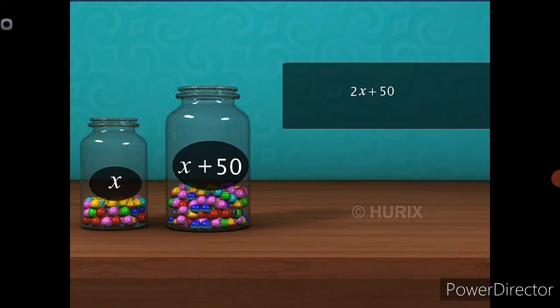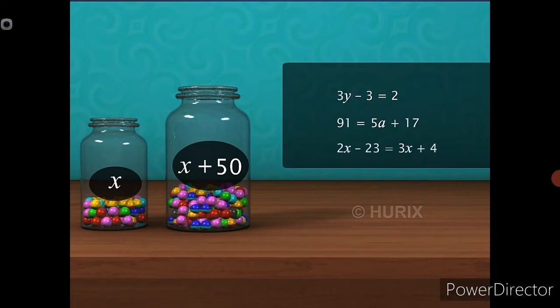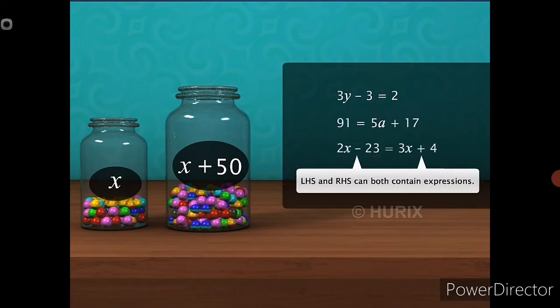Now, what if we say that the total number of marbles in both jars is 170? Here, the expression 2x plus 50 gets converted into a simple equation. We have an equality sign and a value on the right-hand side. Note that an equation need not always have a number on one side. It can even have expressions on both sides. In other words, an equation must contain an expression on one side and a number or expression on the other side.